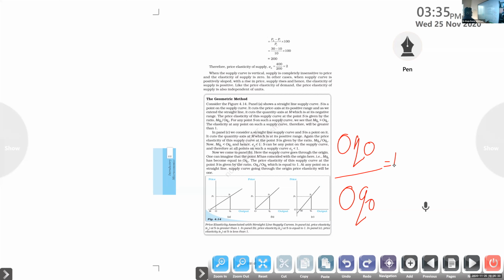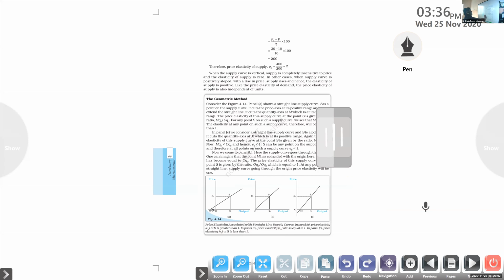In panel A, price elasticity is greater than 1. In panel B, price elasticity is equal to 1. In panel C, price elasticity is less than 1. Clear or not? If the price is higher, supply will increase. If there is no change in the price, supply will be constant, and if price is decreasing, supply will also decrease. Just understand this graphical or geometrical method properly. It is useful for the next classes also.